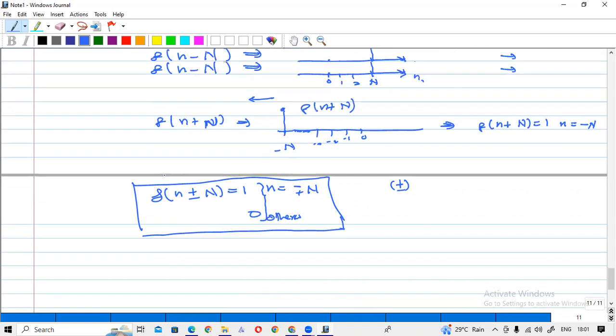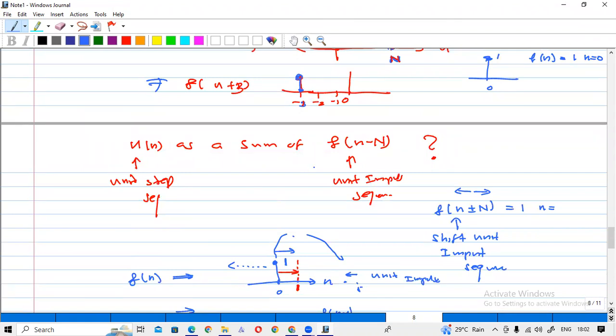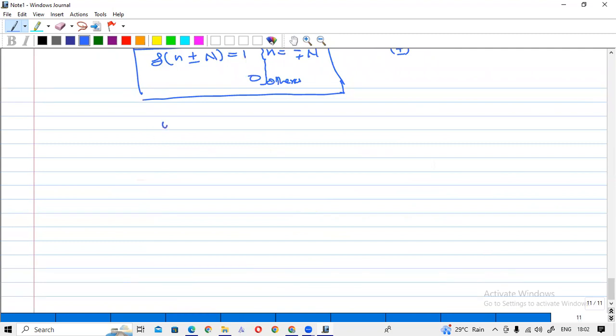sequence. Okay. Now our question is how to represent the unit step sequence as a sum of shifted unit impulse sequence. Okay, so if I draw the unit step signal, when n is equal to 0, n is equal to 1, n is equal to 2, 3, 4, up to plus infinity, this value will be ones, no? Okay, so you have like this. So this is the u n.